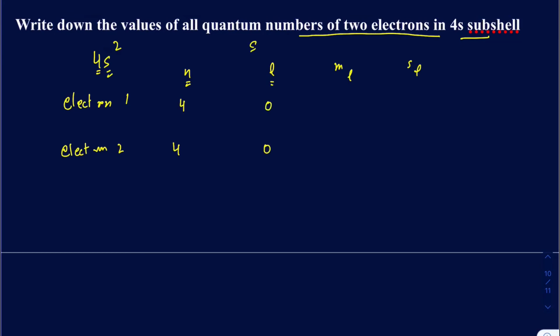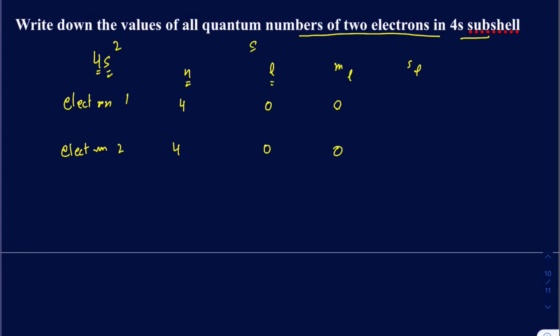Okay, so then you have this m of l value. This m of l value depends on the l value, so it's just going to be 0, because writing minus 0 and plus 0 doesn't really make any sense. It's just going to be one value for each. So far, both of the electrons have the same values of the quantum numbers, and sometimes it's actually the very last quantum number that makes the difference in their address.